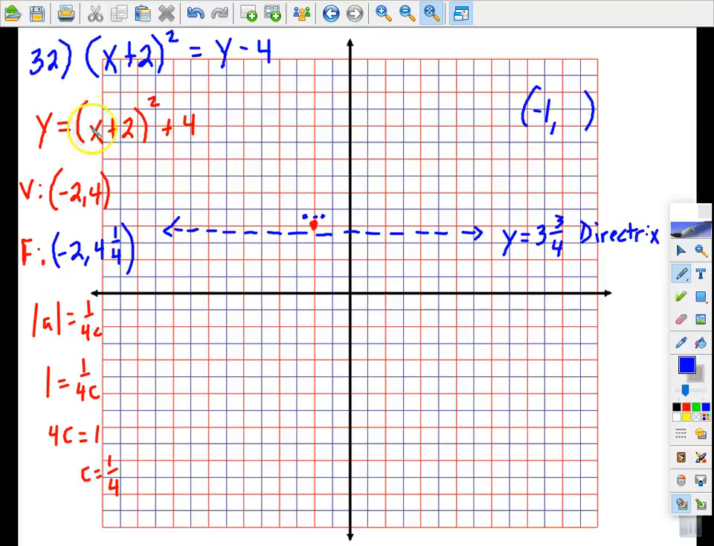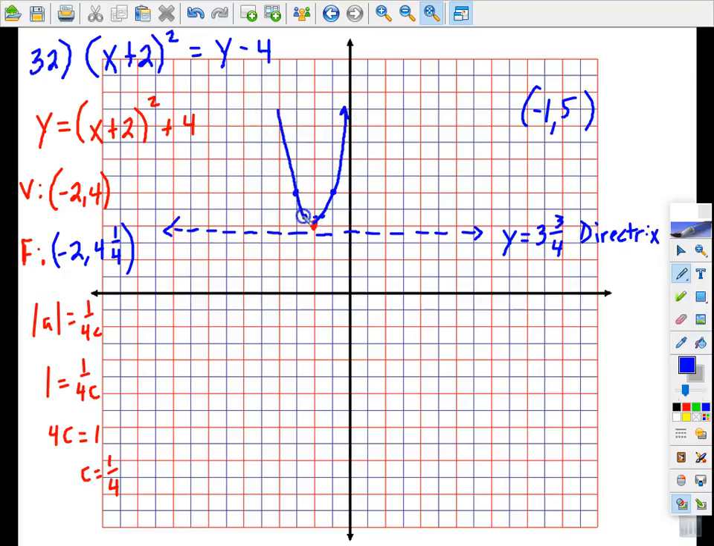And we're used to doing this. -1 plus 2 is 1. 1 squared is still 1. 1 plus 4 is 5. So -1, 5 should be on our graph. And we have symmetry here, so that means I've got a matching point here.